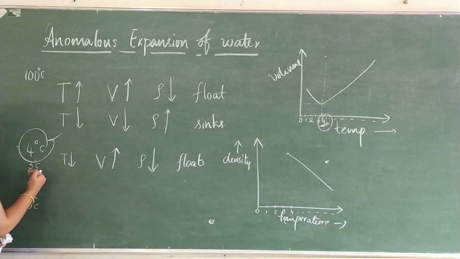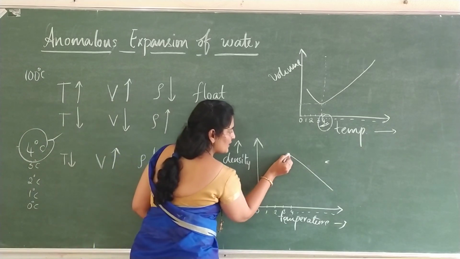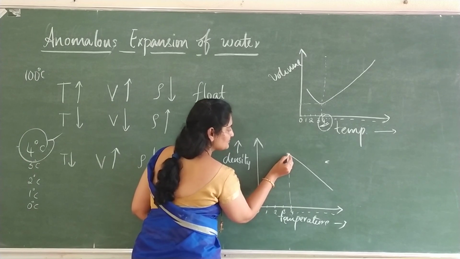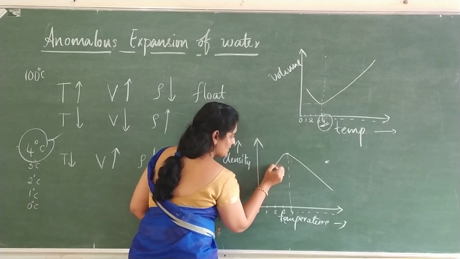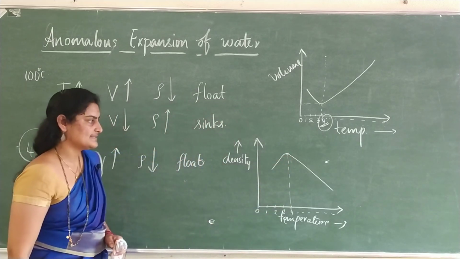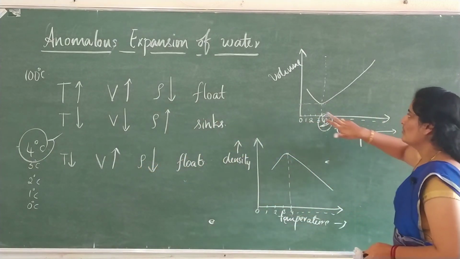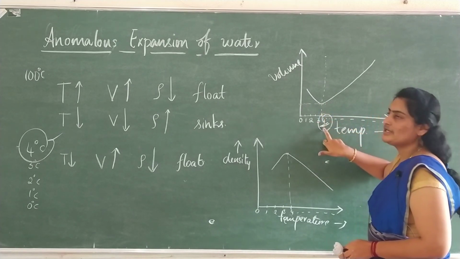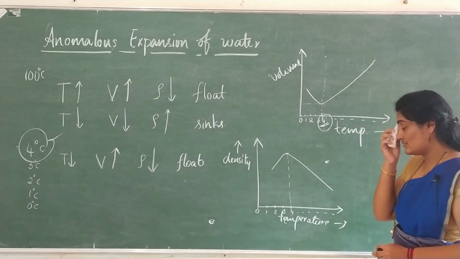But if you cool water below 4 degrees Celsius, what happens? As temperature decreases, density will also decrease. So density is maximum at 4 degrees Celsius, and after, even if you decrease the temperature, density will decrease. So these are the two important graphs. They may ask in the exam. So volume of the liquid water will be minimum at 4 degrees Celsius, and density of water will be maximum at 4 degrees Celsius.